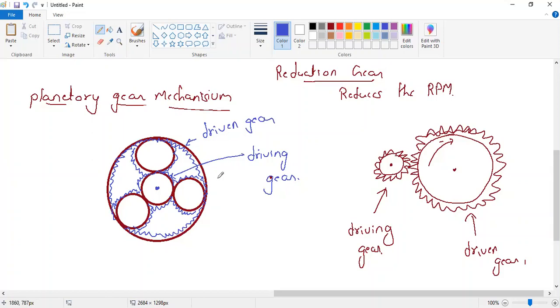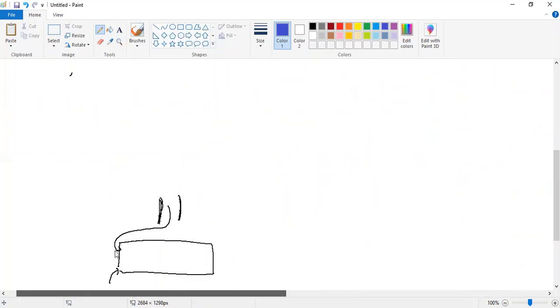Is it understood? This is how we reduce the RPM in the turboprop engine. Clear? Any doubt? You can have a reduction gear mechanism or a planetary gear mechanism, depending upon the manufacturer.